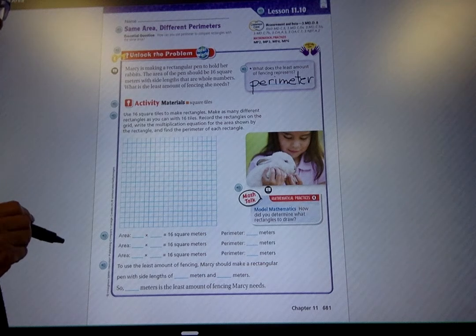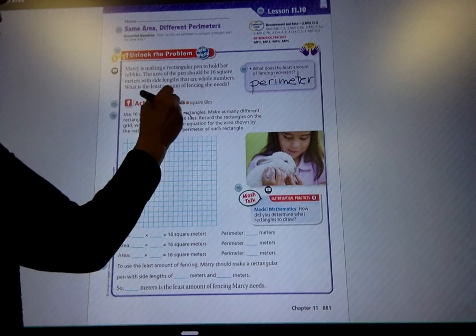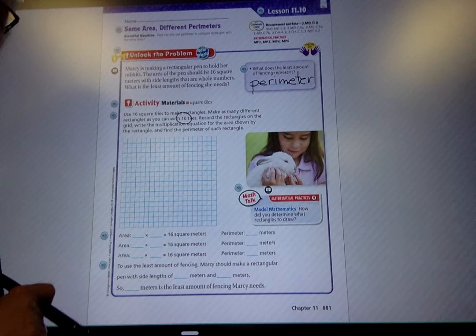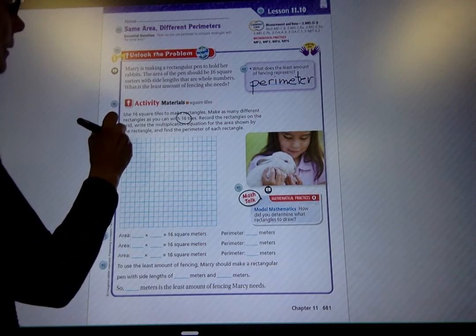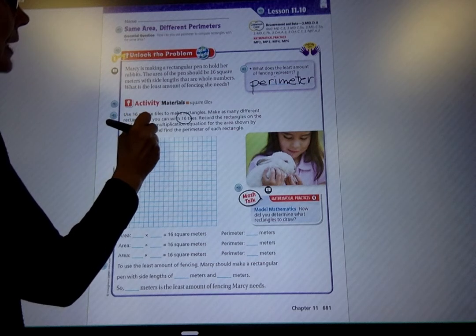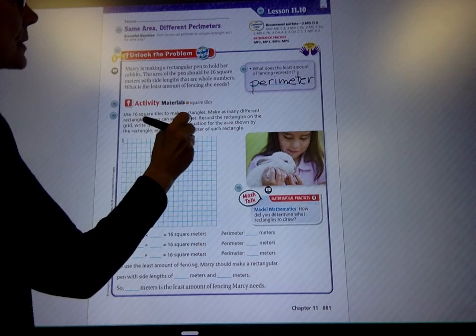So remember, area is made up of two measurements, length times width. Well, we know our total area is 16. So what are some numbers we can take times each other to get 16? We could do 1 times 16. So let's do 1, 2, 3, 4, 5, 6, 7, 8, 9, 10, 11, 12, 13, 14, 15, 16.